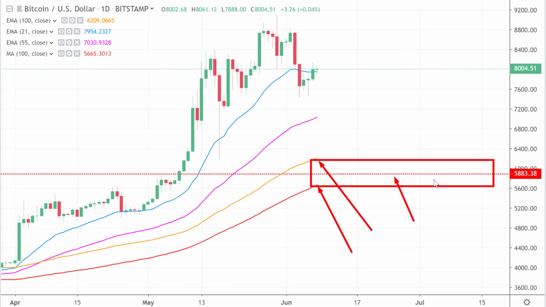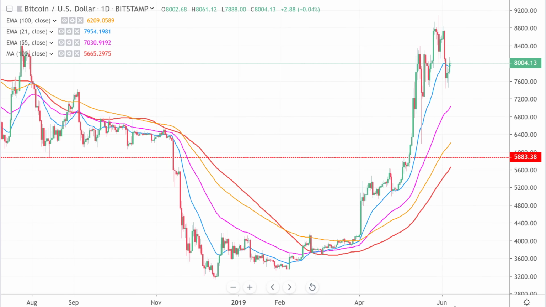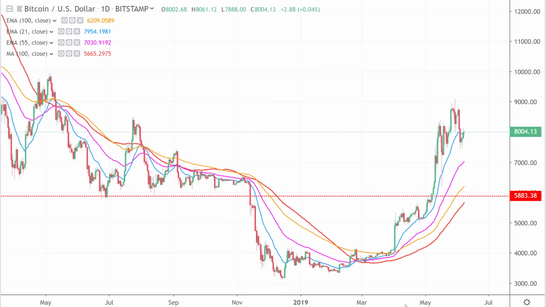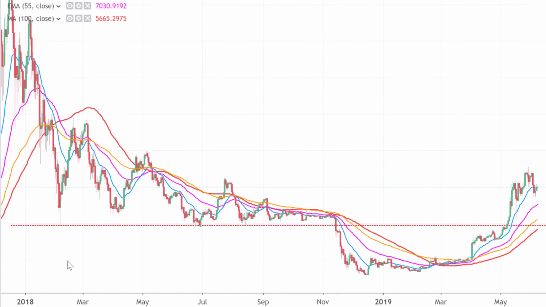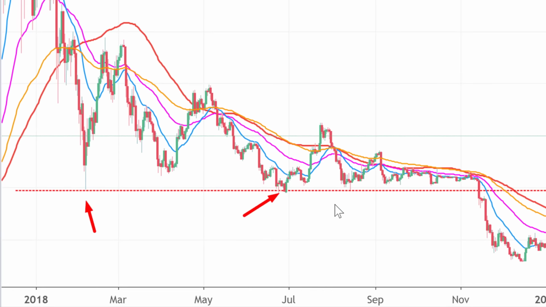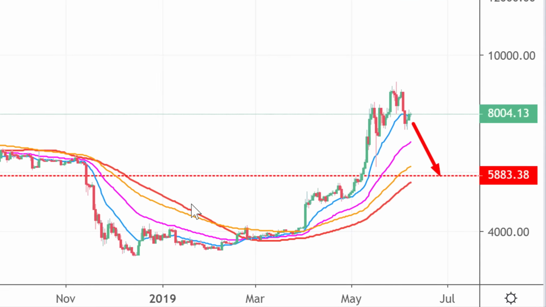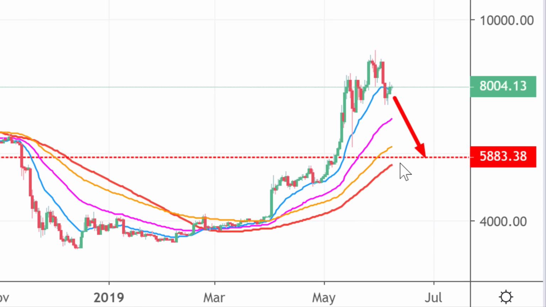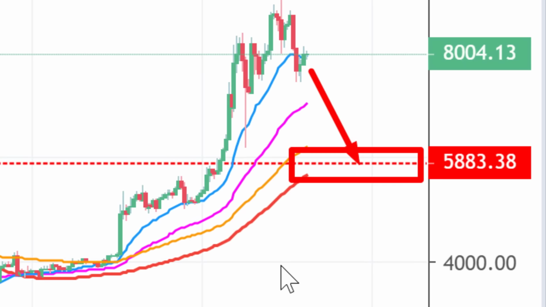Why is that level important? Because that's a level that Bitcoin has tested before many times. If I just pull back this chart, you'll see why. That is the level that Bitcoin tested many times during 2018. You see right there. So it's potentially possible that Bitcoin may come back down to test that level once again, which, by the way, comes very close to the 100 EMA and the 100 SMA.